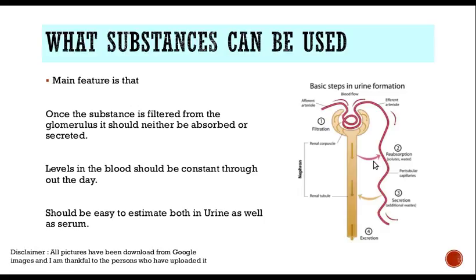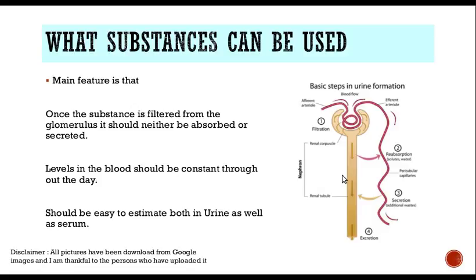For a substance to do a clearance study, it should get filtered, and after filtering it should just come out in the urine and neither get reabsorbed nor secreted. This is the most important characteristic of a substance for clearance test.